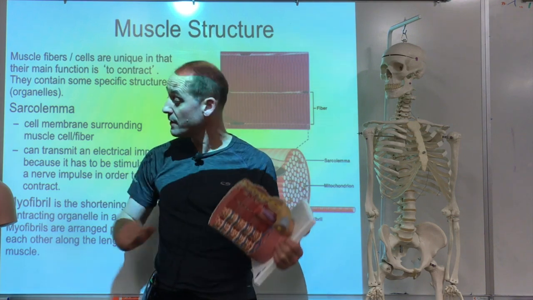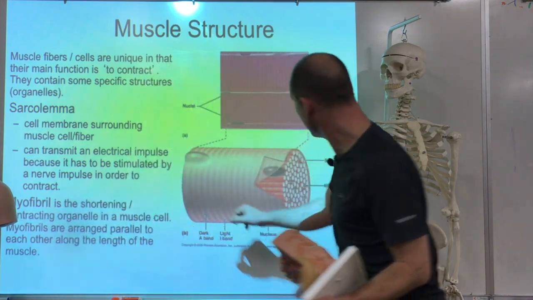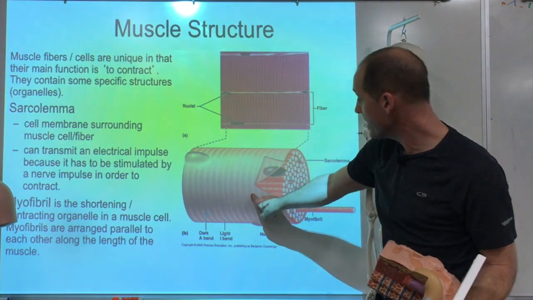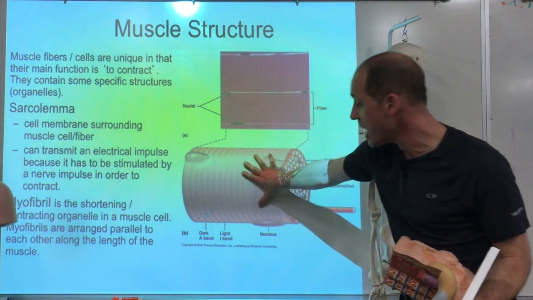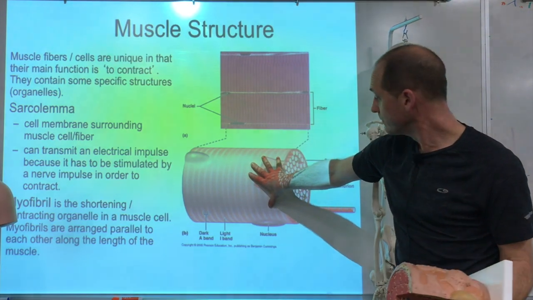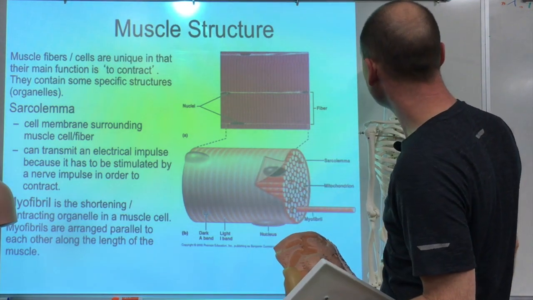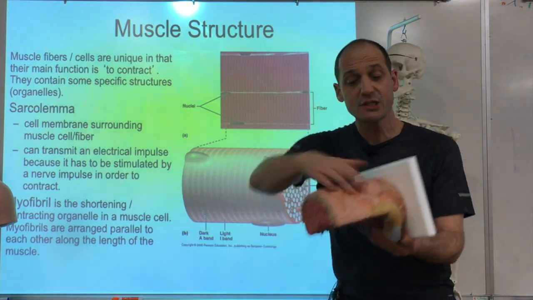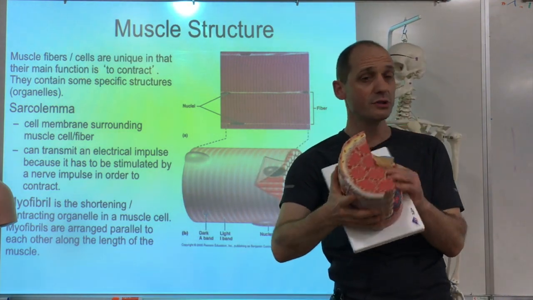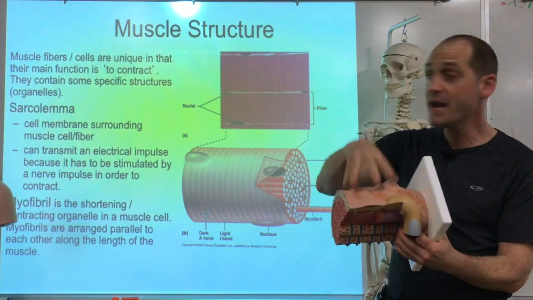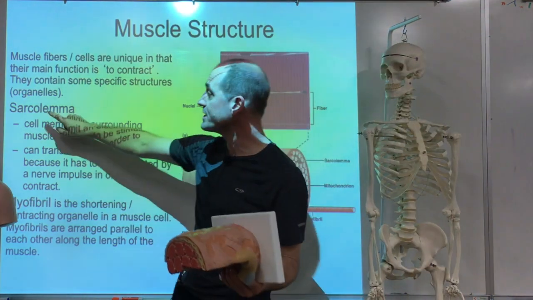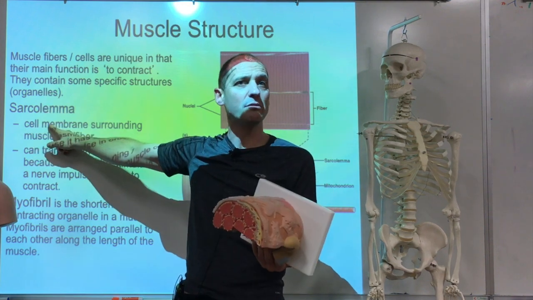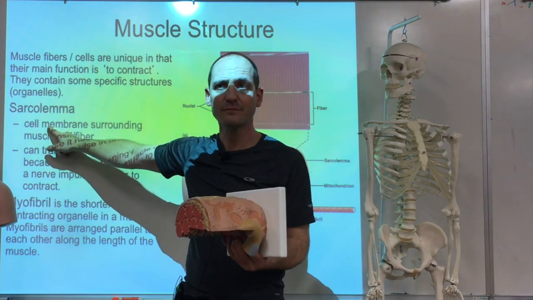So this is a microscopic slide of this. This here is a cell. This is the model for the cell. This is the cell membrane. In a muscle, that cell membrane is called a sarcolemma. Sarco means muscle.